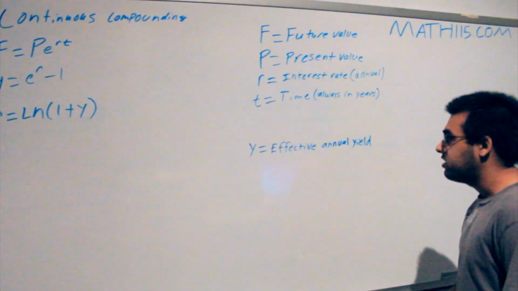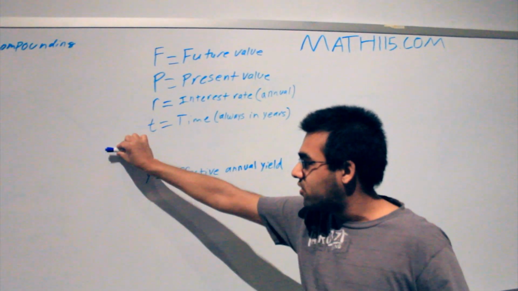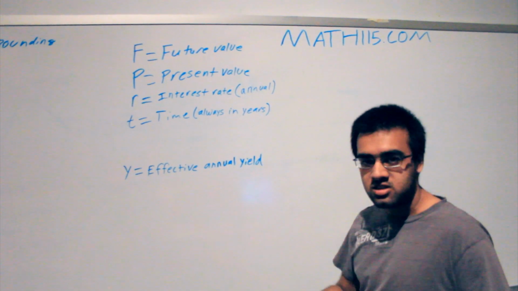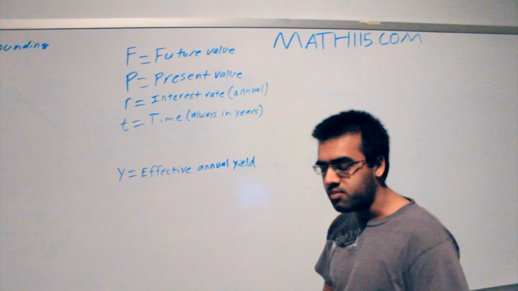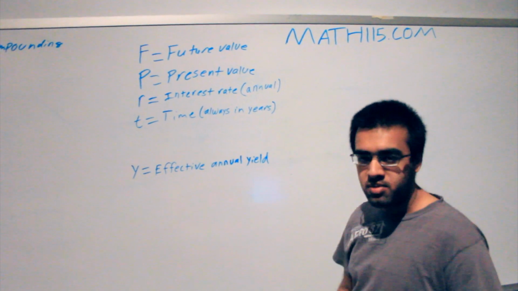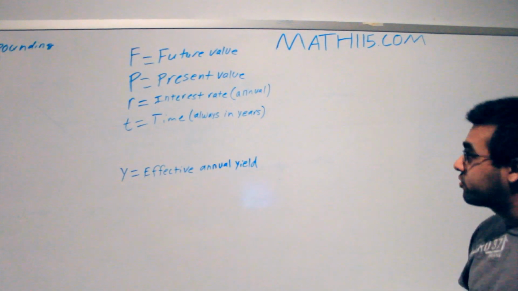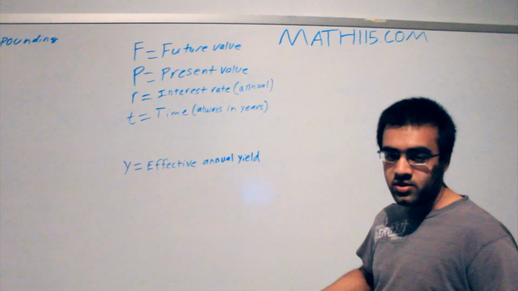So let's go ahead and go here, and you notice that this time there is no n. That means that n does not apply because it's continuous. N refers to the number of compounding intervals. Well, continuous compounding means that there is going to be an infinite number of compounding intervals, so you don't even bother with n. So let's go straight into a problem.